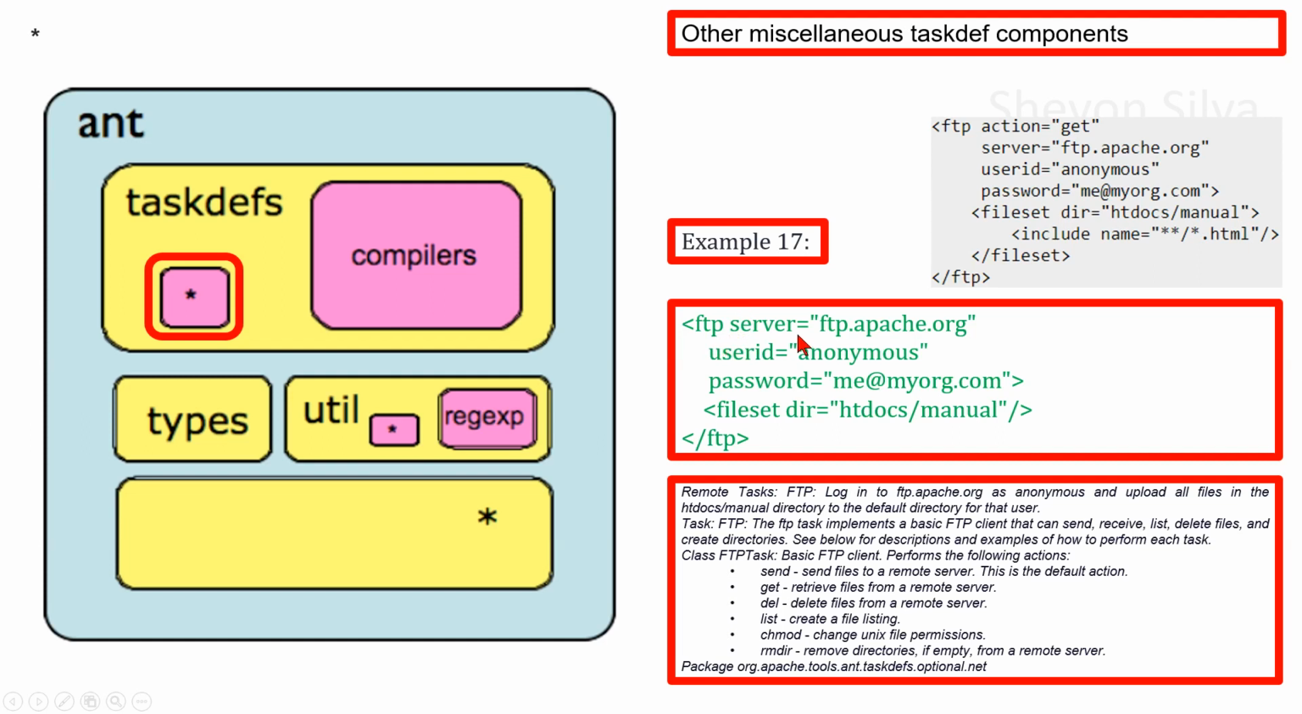Now we are considering FTP in remote tasks. Here, log into ftp.apache.org as anonymous and upload all files in the htdocs/manual directory to the default directory for that user. The task FTP implements a basic FTP client that can send, receive, list, delete files, and create directories.